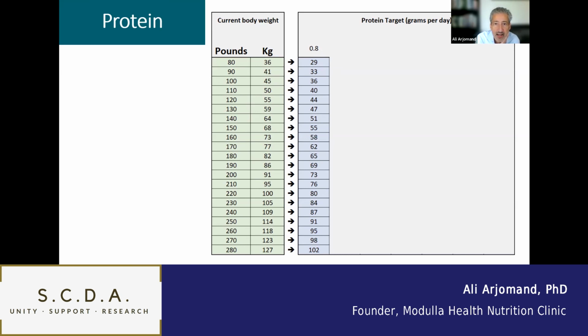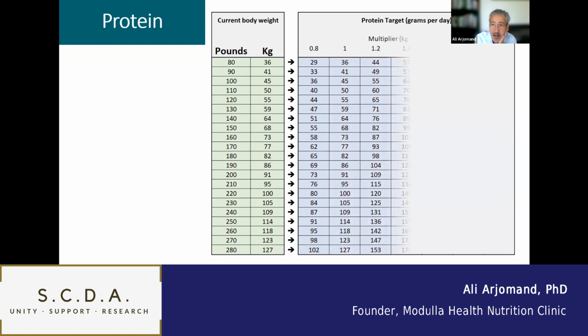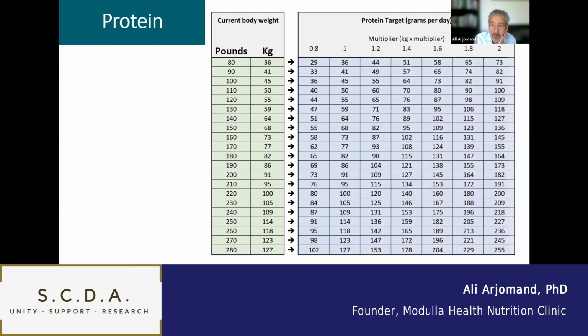So instead of using a 0.8 multiplier, remember, look at the very top, it takes your kilograms and multiplies it by 0.8. That's how the RDA is calculated. 150 pounds is 68 kilograms times 0.8 is 55 grams of protein. Again, very low. So I generated this table with higher and higher multipliers, all the way to 2.0, right? Looking at that example of a 150-pound person, their required intake goes from 55 grams on the low end to 136 grams on the high end, almost 3 times as much.